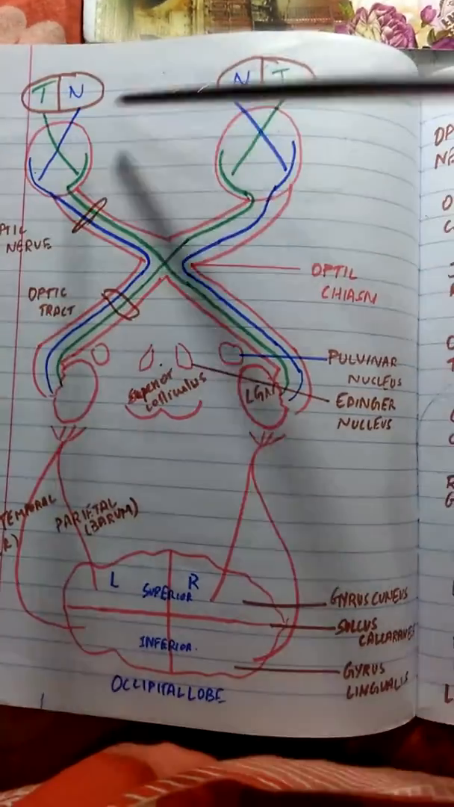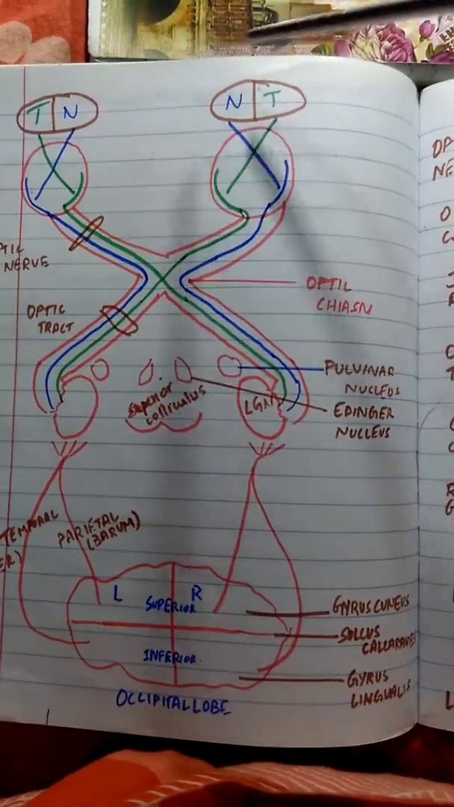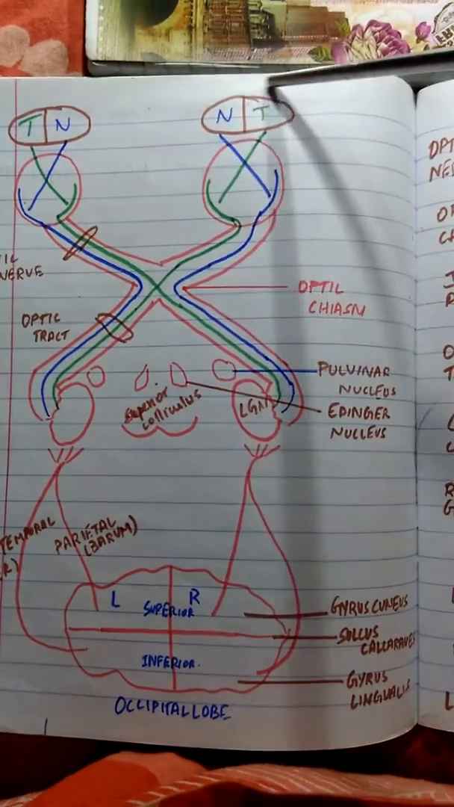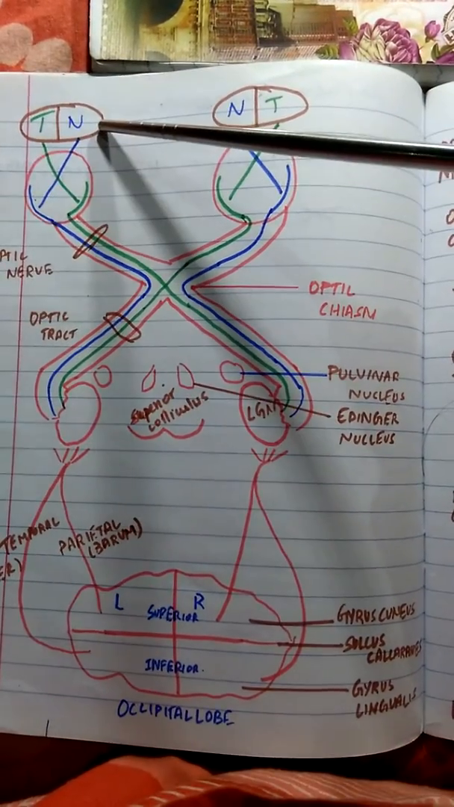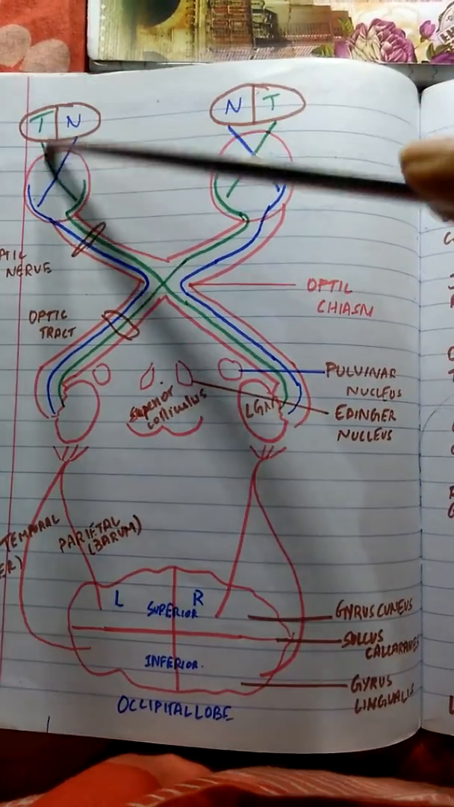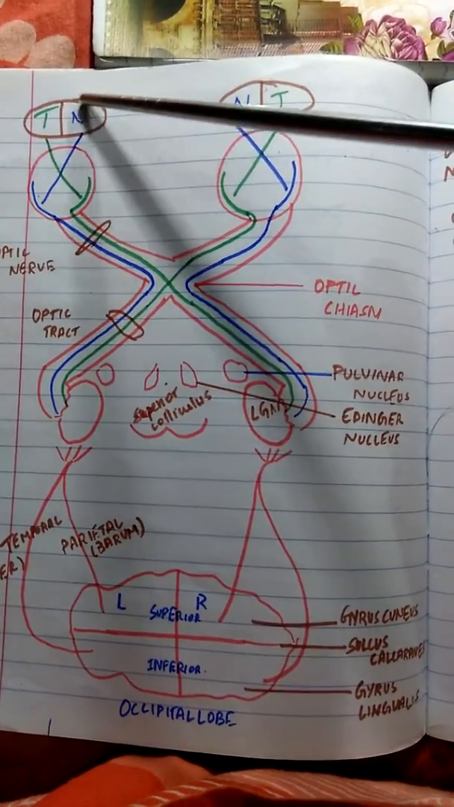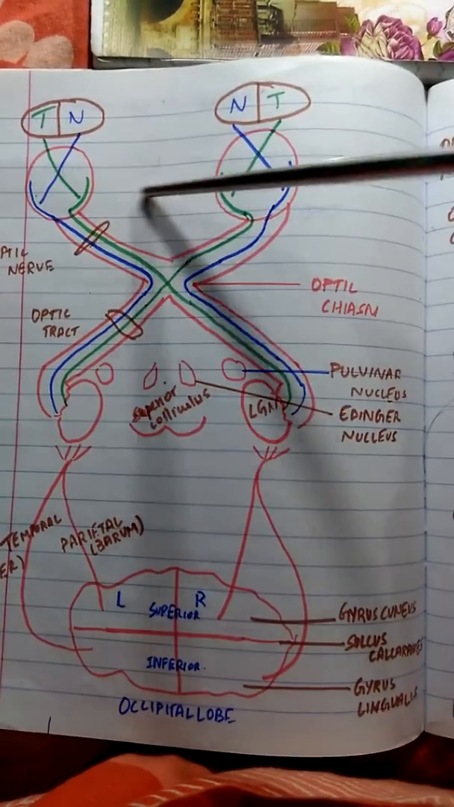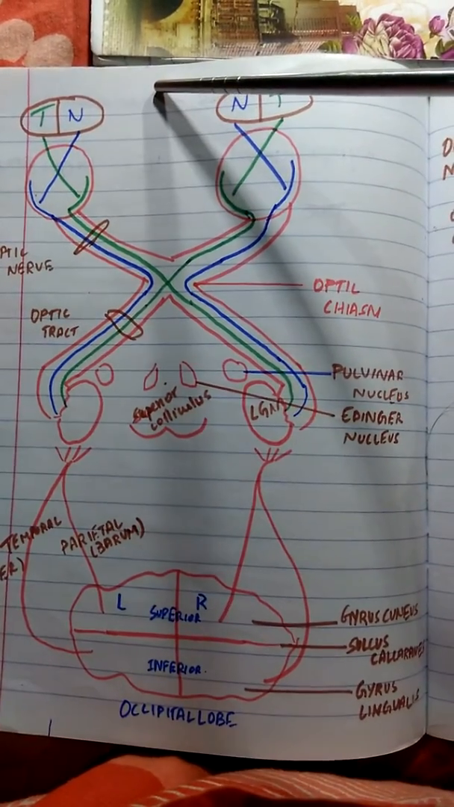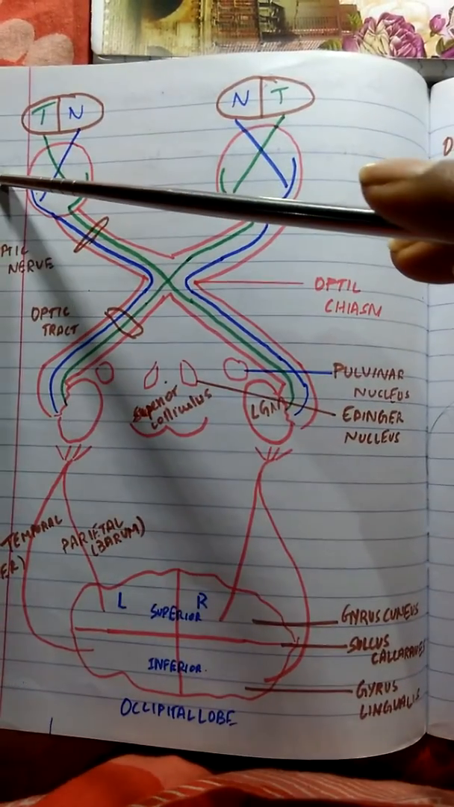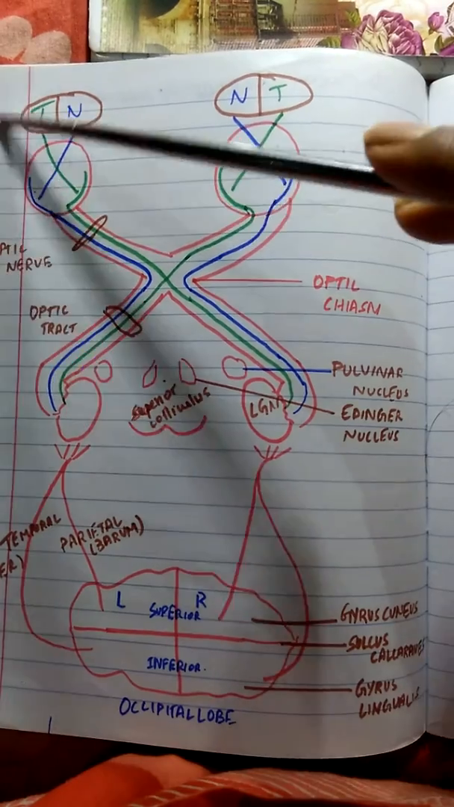This is the left eye, this is the right eye, and this is the visual field. The visual field is divided into two: nasal field and the temporal field. It's called the nasal field because it's near to the nose, and this one is the temporal field because it's on the temporal side.